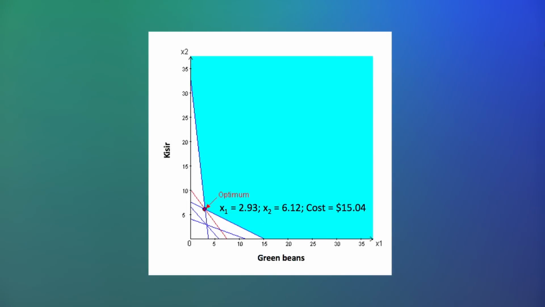Since point B results in the smallest objective value, we pick point B, which is the optimum extreme point. The optimum solution is to have 2.93 servings of green beans and 6.12 servings of kısır with a minimum cost of $15.04. Now we are done solving our diet problem.